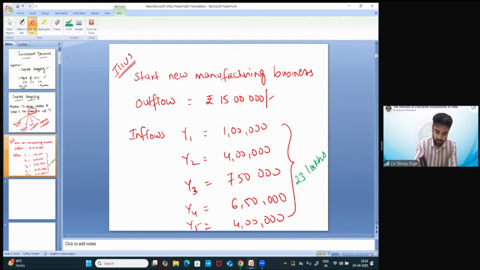Tell me, can I go for this manufacturing business? Shall I invest in this business? Everyone, share your opinion. Krishna says, yes, sir. Obviously, sir. Rihanna also says, obviously, sir. Your inflow is 23 lakh and your outflow is 15 lakh. So you are having a profit of 8 lakh.